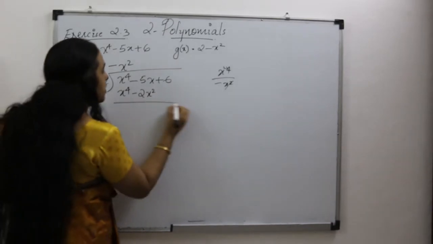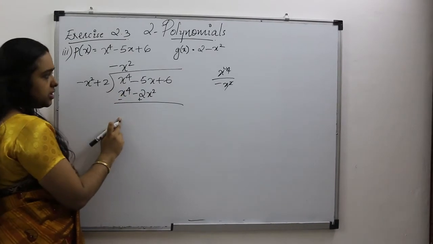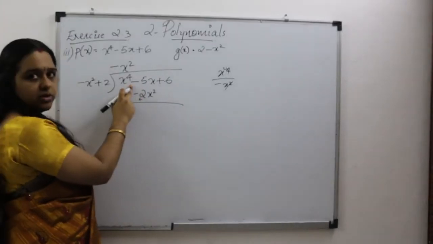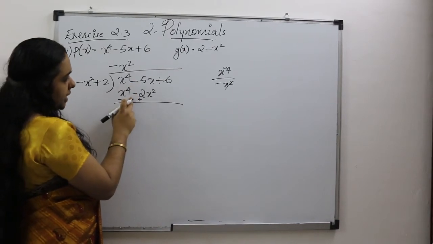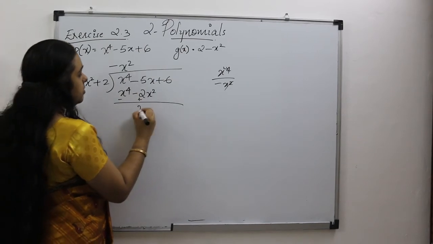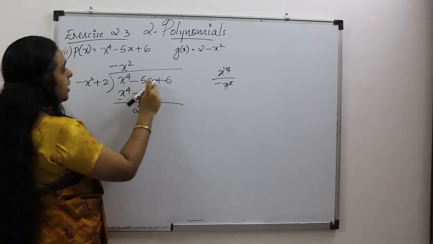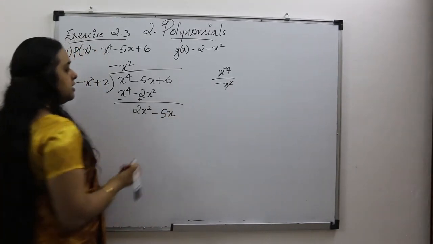Okay. We are going to subtract. x raised to 4 minus x raised to 4 is 0. Is there any x square term? No. That is 0 minus minus 2x square. This will become 2x square minus 5x. We will write it down.